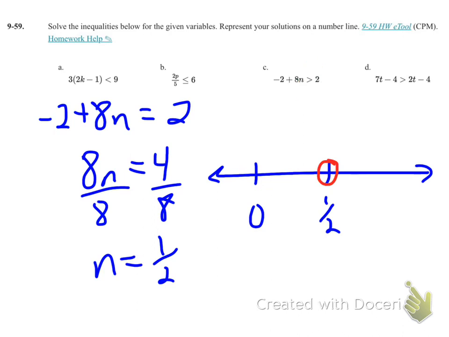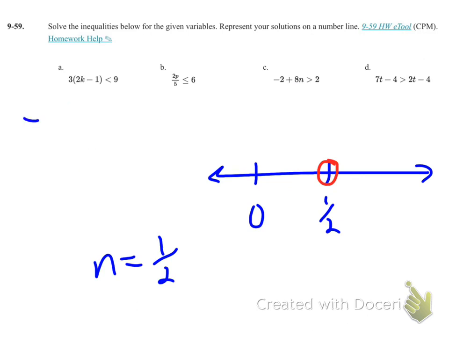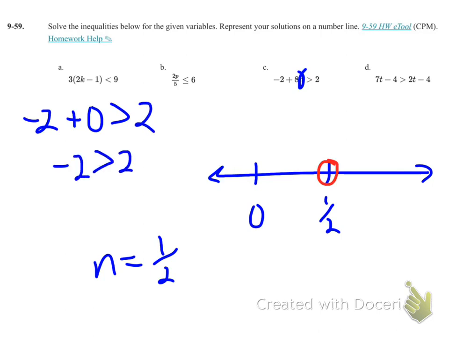Testing 0 in my original inequality gives me negative 2 plus, when I put in 0 here, 8 times 0 is 0. So negative 2 plus 0 is greater than 2. I get negative 2 is greater than 2. This is false. Negative 2 is not greater than 2. So I do not shade towards 0. I shade now the other direction because 0 does not work. So my solution then on a number line is what is shown.